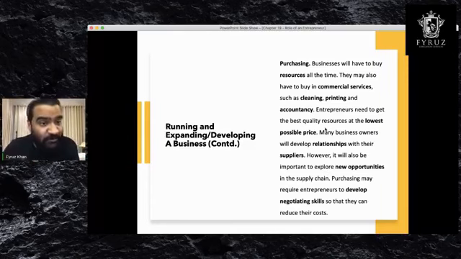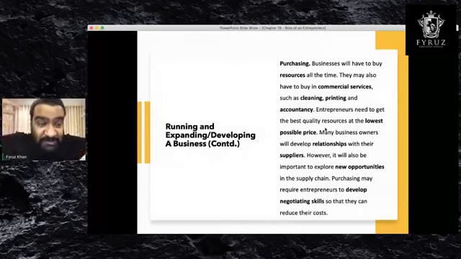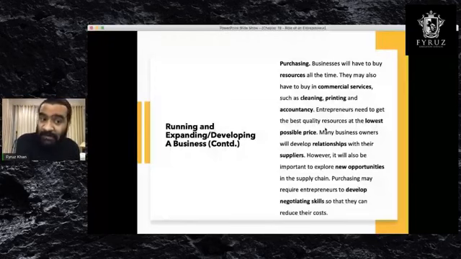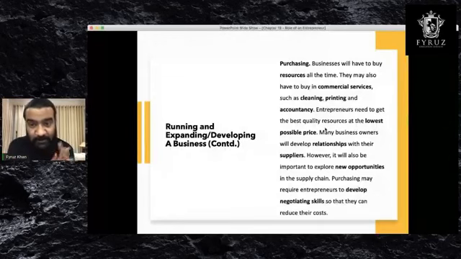But for a factory, again, resources will be different. You need to buy equipment, huge machinery. Now, purchasing will be totally different, because each machine may cost a lot of money, probably in millions of dollars or crores. So things will be different there. One common important thing is that you need to have a good relationship with the supplier.